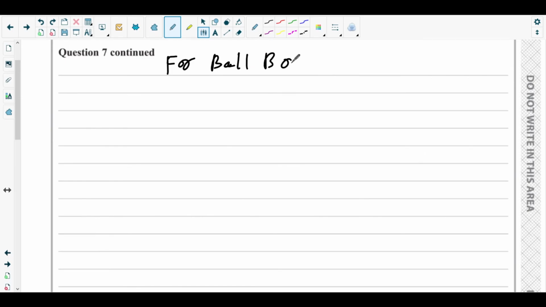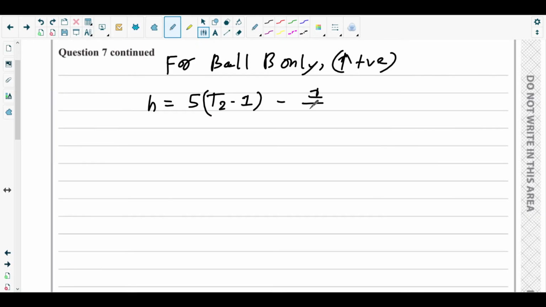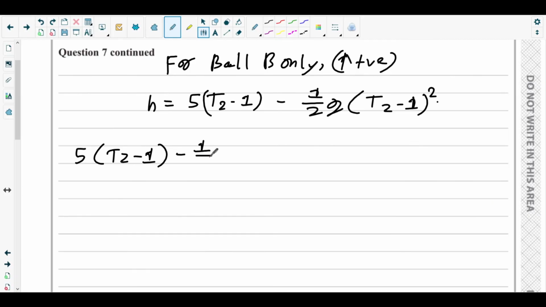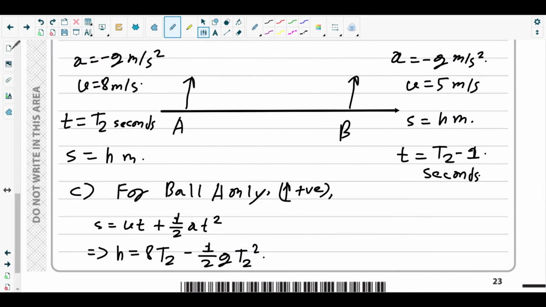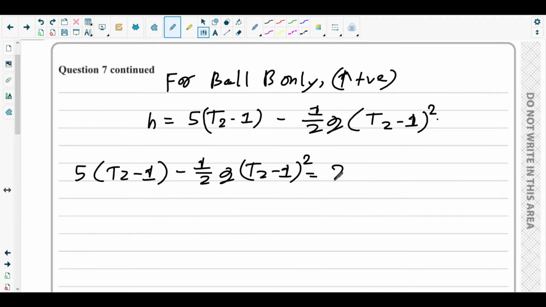For ball B only, same, upward as positive. The height is h. H equals ut, initial velocity is 5 times T2 minus 1, since it has been projected 1 second later, minus half of g times T2 minus 1 whole squared. Fine. Now what can we do? Both heights are at the same level, so both are equal and we can equate them. So 5 times T2 minus 1, minus half of g times T2 minus 1 whole squared, would be equal to this one: 8 times T2 minus half of g times T2 squared.